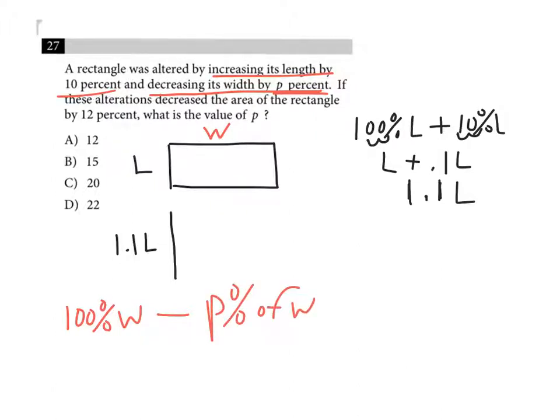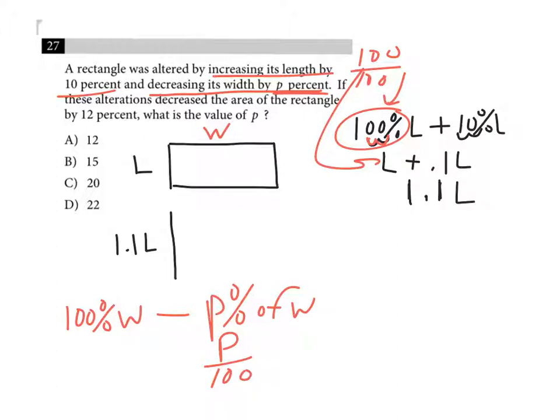Well, p%, I moved the decimal point 2 places to the left. That's one way of converting a percentage into a decimal. I could have also written the percentage as a fraction over 100, because that's what percentage is defined as. So 100% is just 100 over 100, which is just 1. So p% is going to be p over 100 of, meaning times, W.